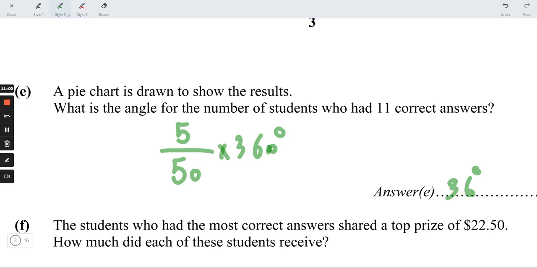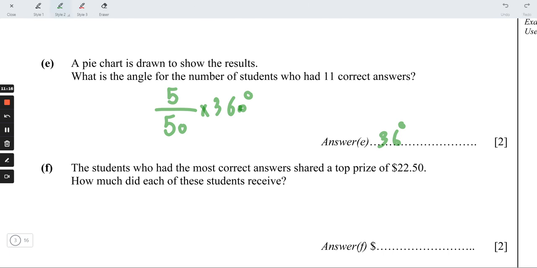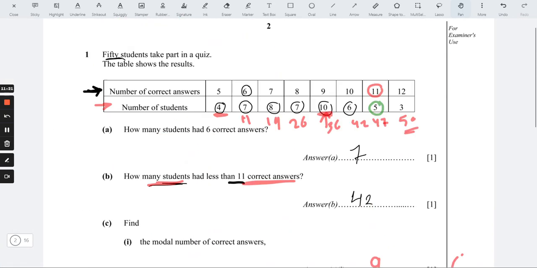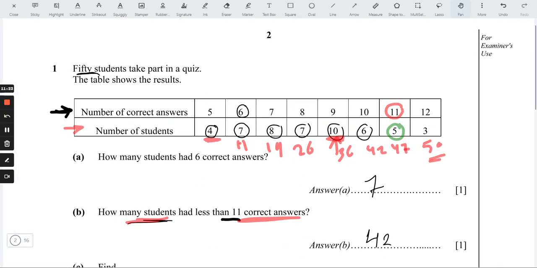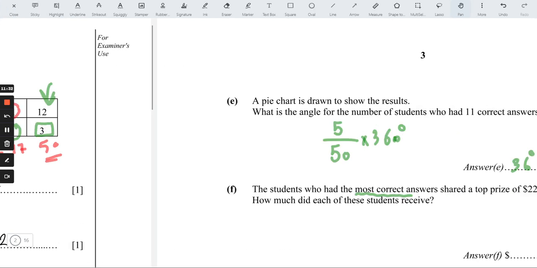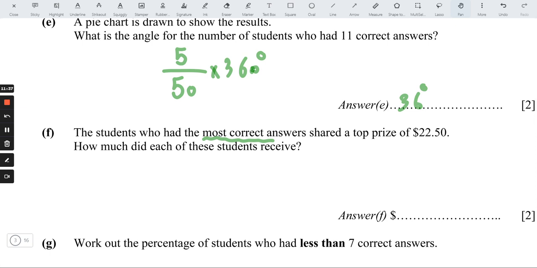If the students who had the most correct answers shared a top prize of $22.50, how much did each of these students receive? How many students had the most correct answers? The most frequency, the most correct answers, is 12 here. It's the biggest, so we have 3 students. Having 3 students, that means we will share the 22.5 among the 3 students.